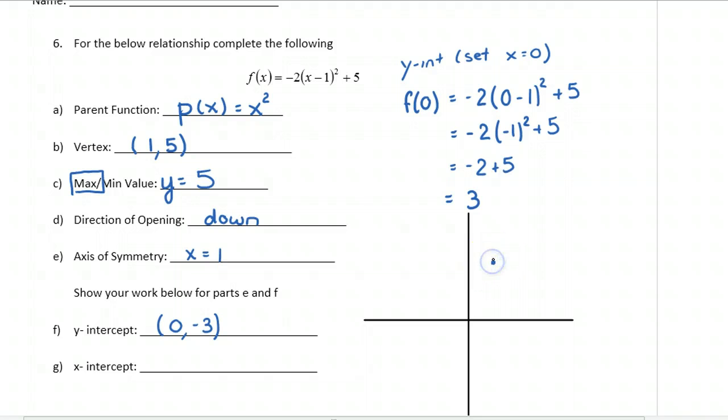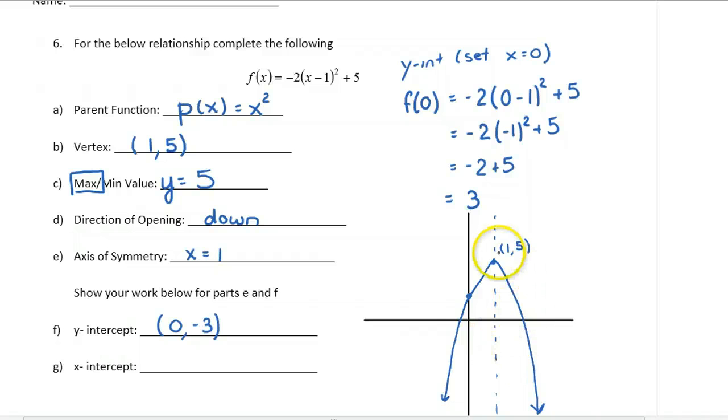Remember, we really don't need a scale on this. It's just a quick picture of what this is going to look like. I'm going to include the y-intercept, which is (0, 3), right there. And I'm going to make sure I dot in the axis of symmetry, which goes through the vertex. And now I just roughly sketch out my shape.